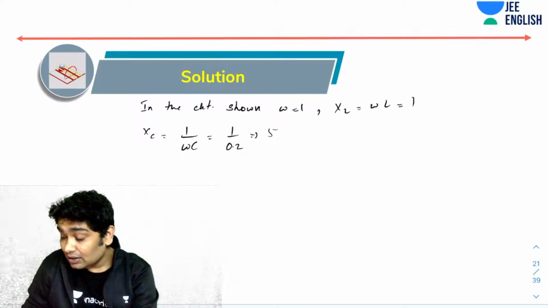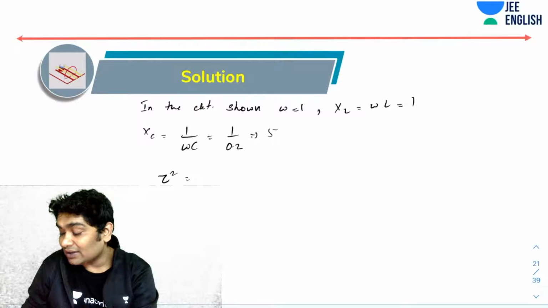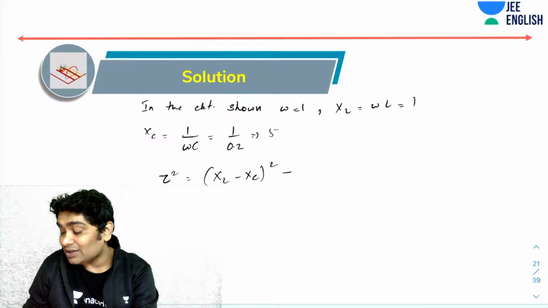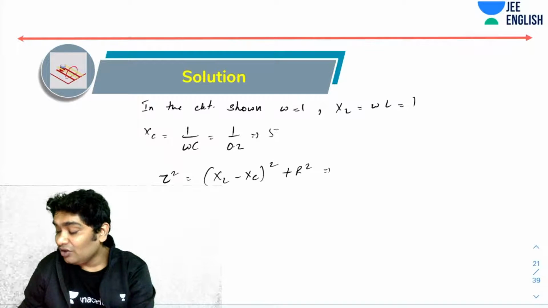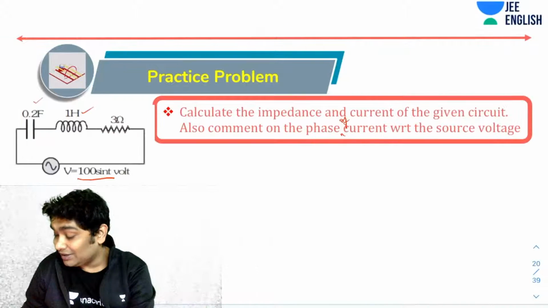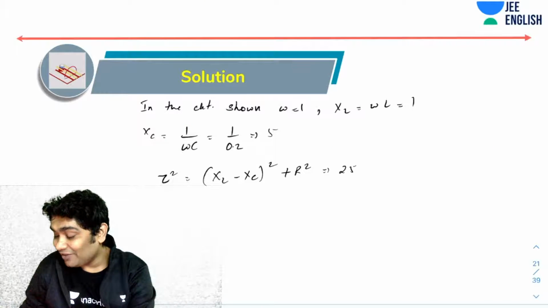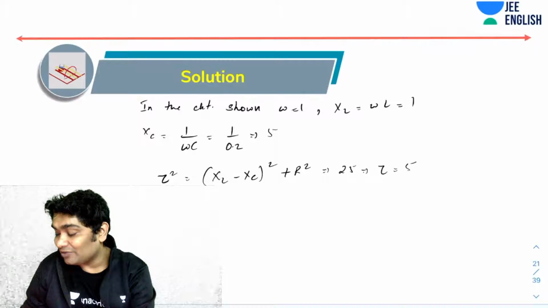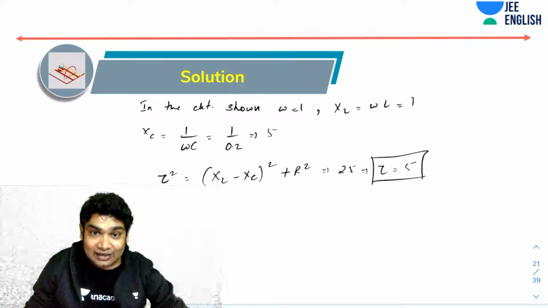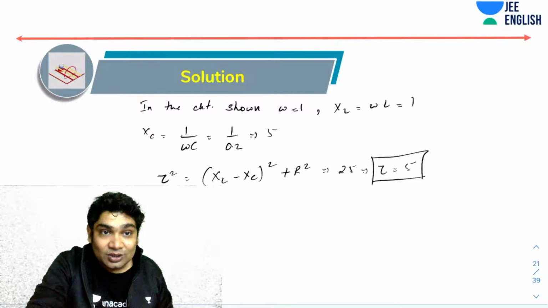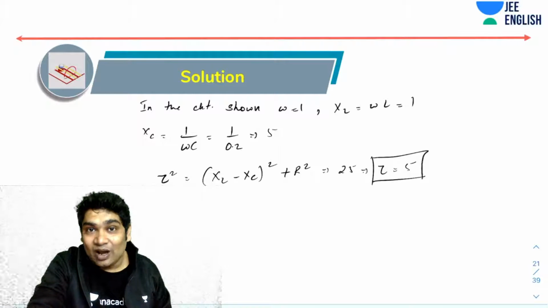Now the impedance Z square would be XL minus XC whole square plus R square. So that will be 4 square plus 3 square, which is 25. So Z comes out to be 5. So 5 is the correct answer. Well done. Okay, so now how much is the current?